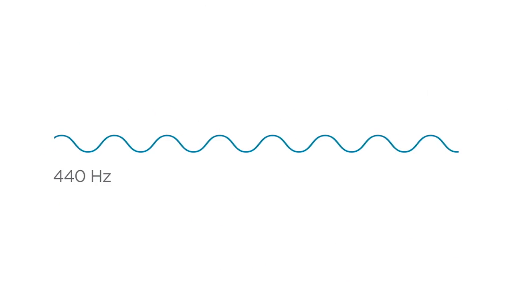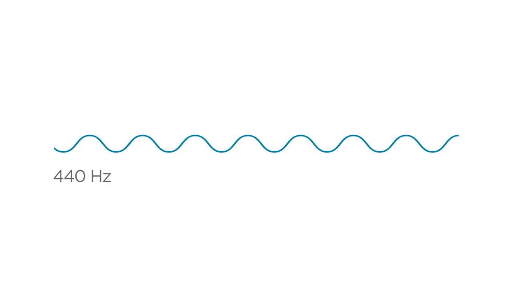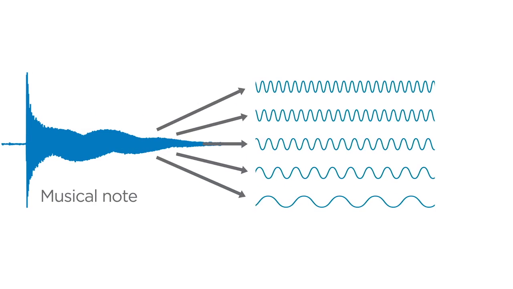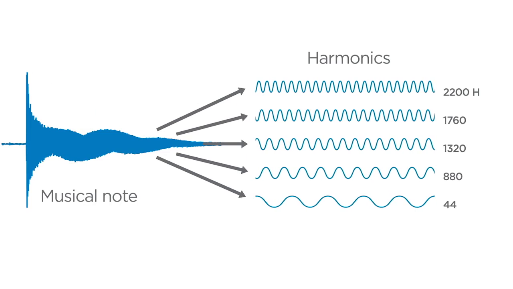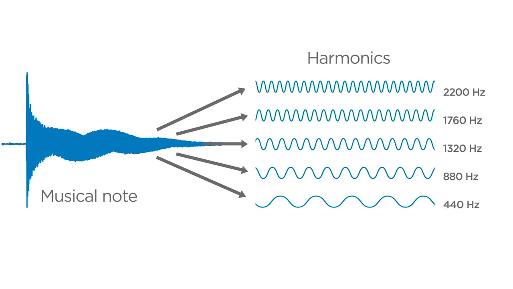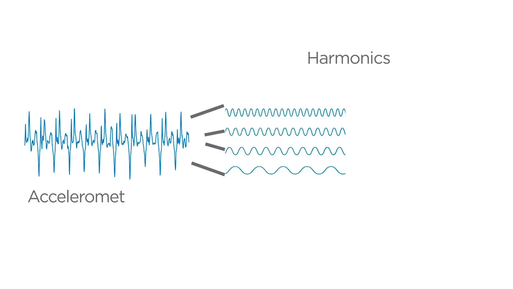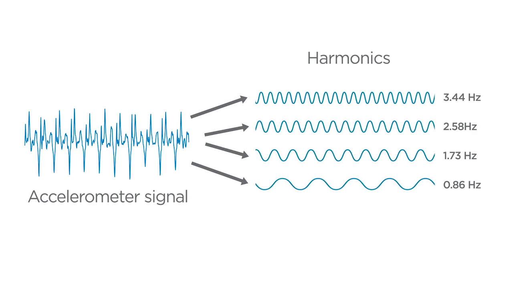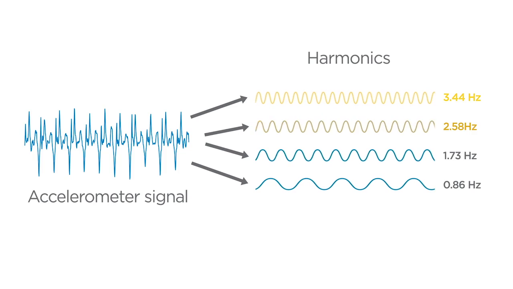The simplest example is a pure tone that only contains a single frequency. A slightly more complicated signal is a musical note, such as one from a guitar. This signal has a fundamental frequency that defines the pitch of the sound. But there are also harmonics, which are higher frequency components of the sound. Of course, the signals from an accelerometer aren't musical notes, but the same principles apply. You can think of them as a combination of different frequencies.